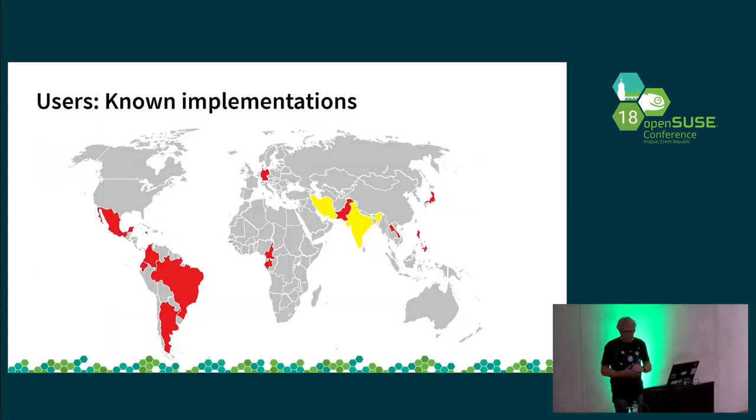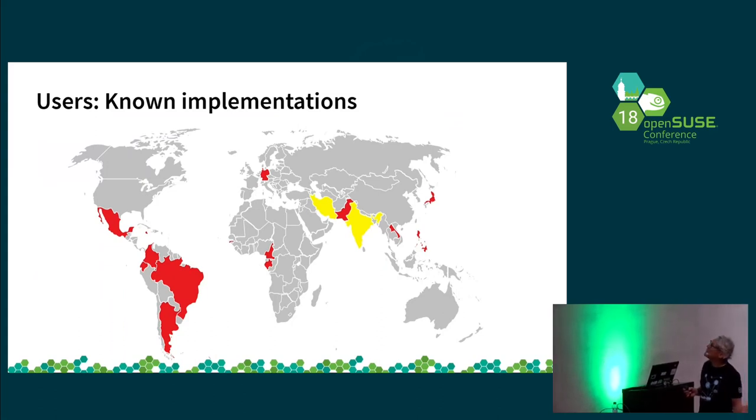So, now let's take a look at the users where we know we have an implementation. As you can see here, we have a strong presence in South America, where this is coming from, I will explain later. Here in the Caribbean, Jamaica is a place. Then we have here Gambia. In Central Africa, we have a couple of implementations.